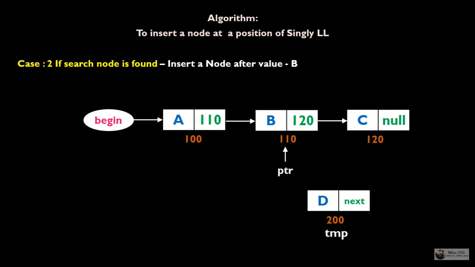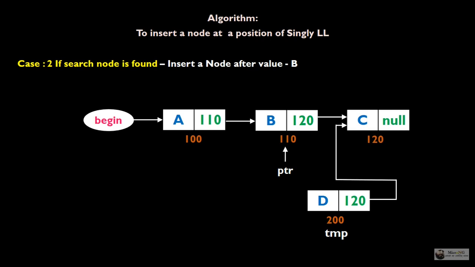What is PTR next in this case? PTR is pointing to B, so PTR next will be pointing to C, the next node after B. So to make the connection from temp, we do temp next equals PTR next. So D will point to C in this case.